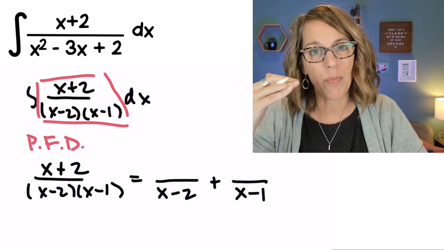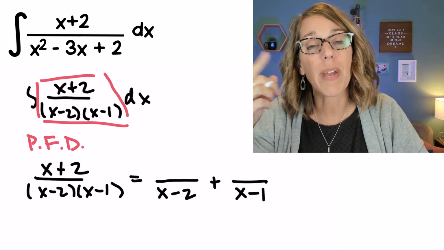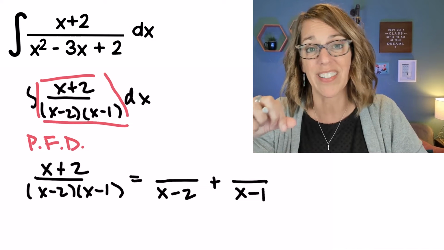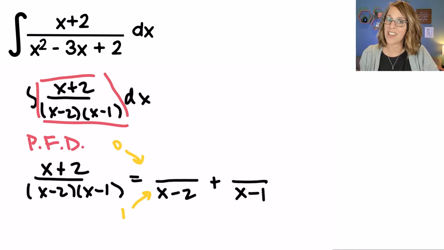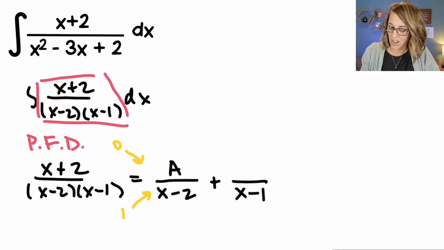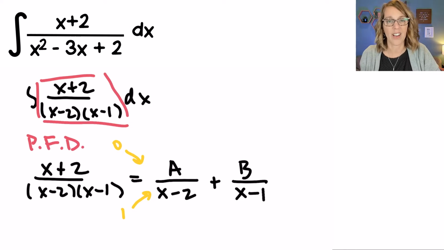Now, it's important that these are proper fractions. I want the degree in my numerator to be smaller than the degree in my denominator. The degree in my denominator in both of these is degree 1, so I need my numerator to be degree 0. That means that I want a constant and a constant in both of those.